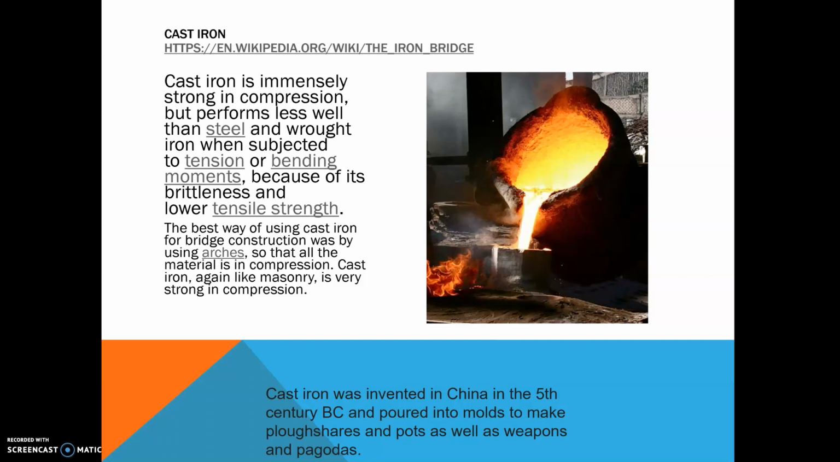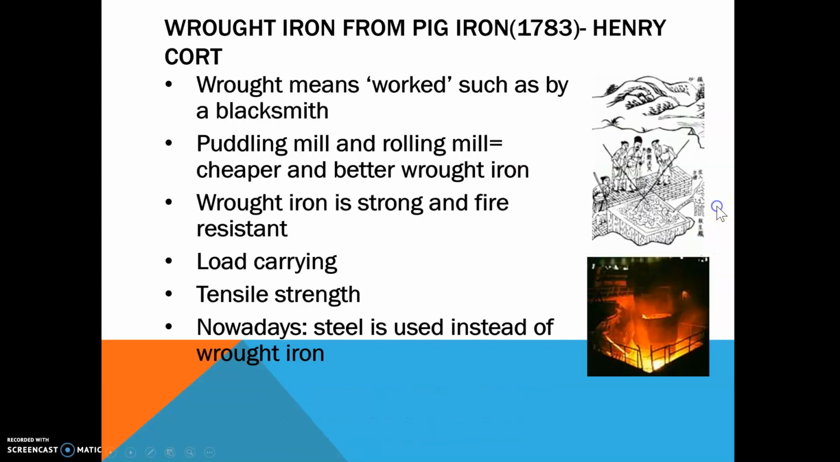Cast iron is really strong in compression, and so it's used in creating arches. It's really good for that, hence the bridge. Fun fact, cast iron was invented in China in the 5th century BC, so it's been around for ages, and was originally designed to create smaller objects. You might have a cast iron frying pan at home. I used to have one. So there are issues with cast iron as a building material, that it does have weaknesses, and so other irons are used as well.